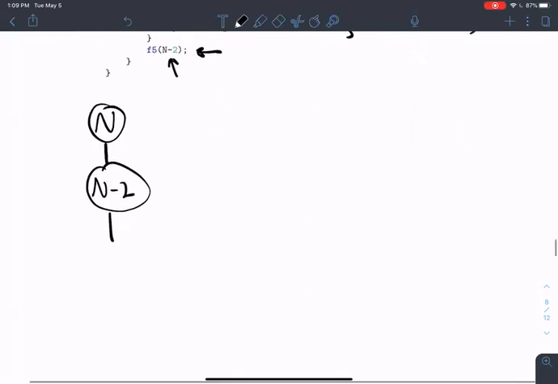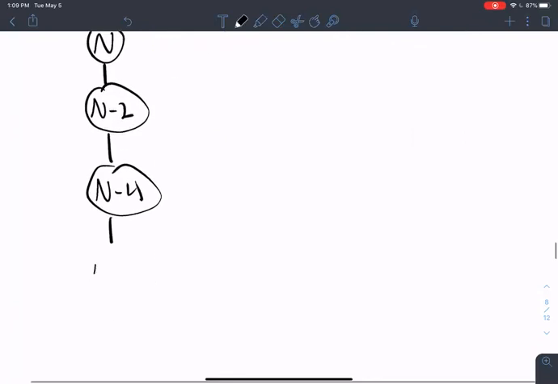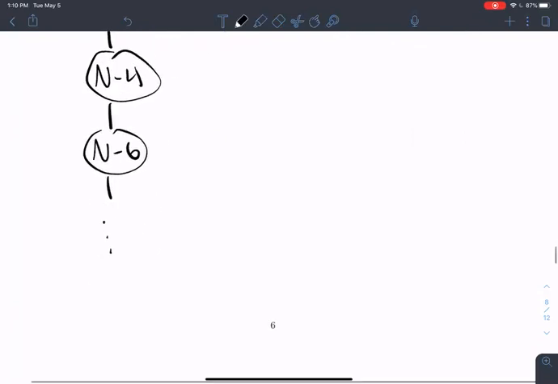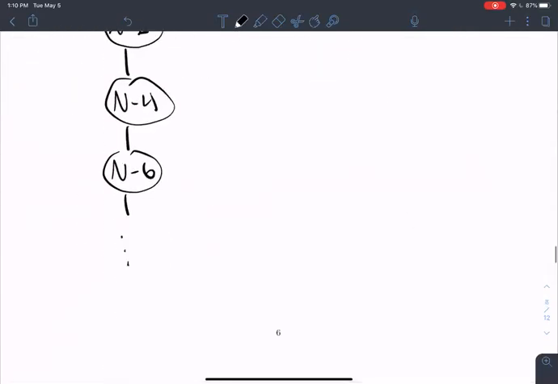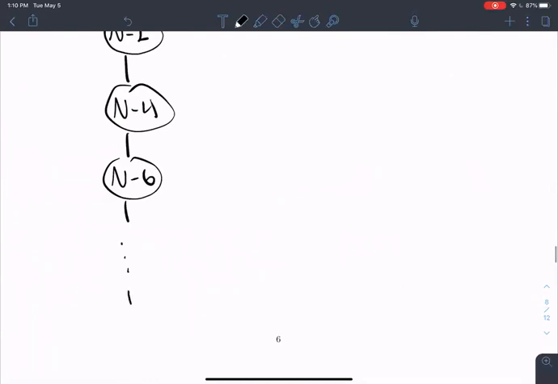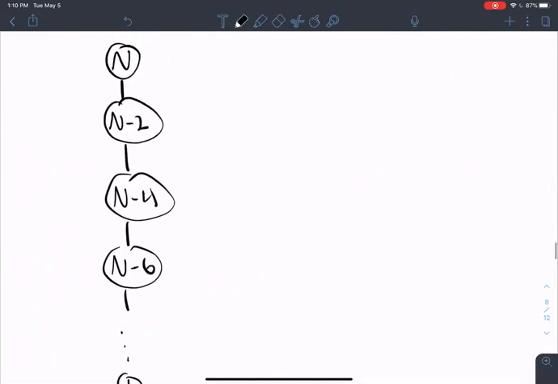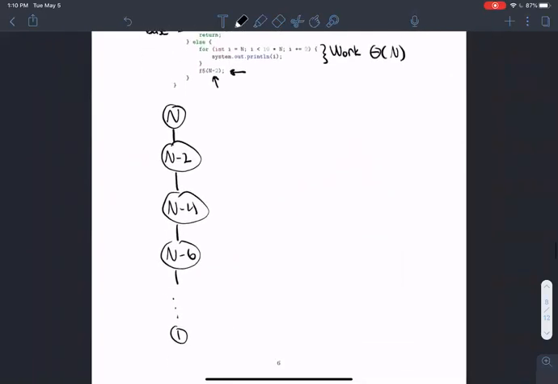And that will have a child, and that's n minus 4. And that will have a child, and it's n minus 6, and so on, all the way up until it should be 100, because that's the base case, but I'm just going to write 1, because that makes it a lot easier. Okay, so it's not really a tree. It's a little bit easier. It's just like a linear thing.